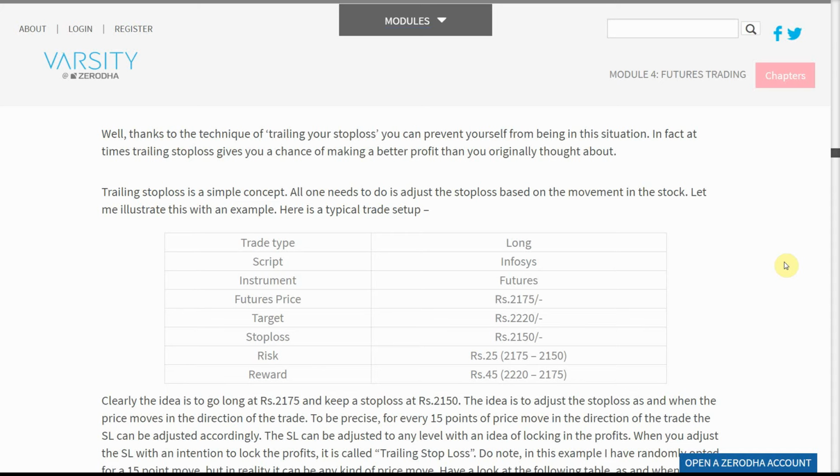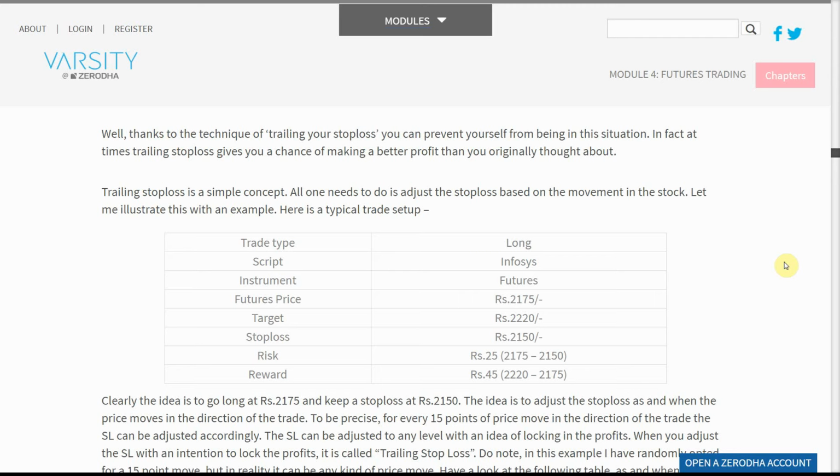All one needs to do is adjust the stop loss based on the movement in the stock. Let me illustrate this with an example. Here is a typical trade setup. Trade type: long. Script: Infosys. Instrument: futures. Futures price: 2,175 rupees per lot. Target: 2,220 rupees per lot. Stop loss: 2,150 rupees per lot.